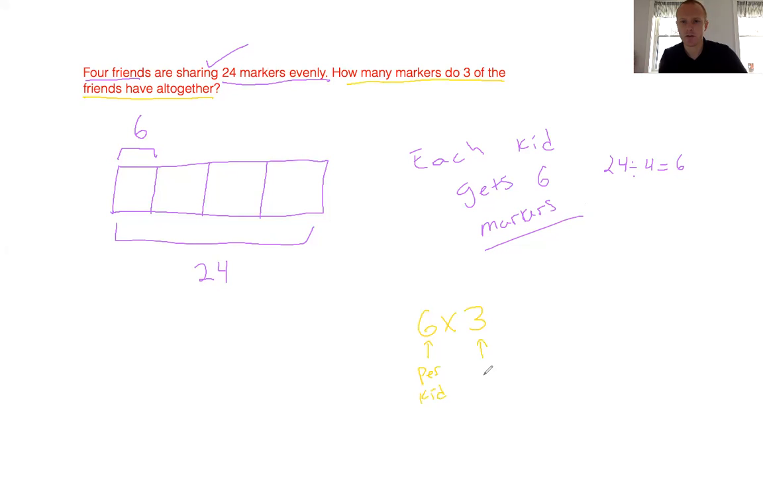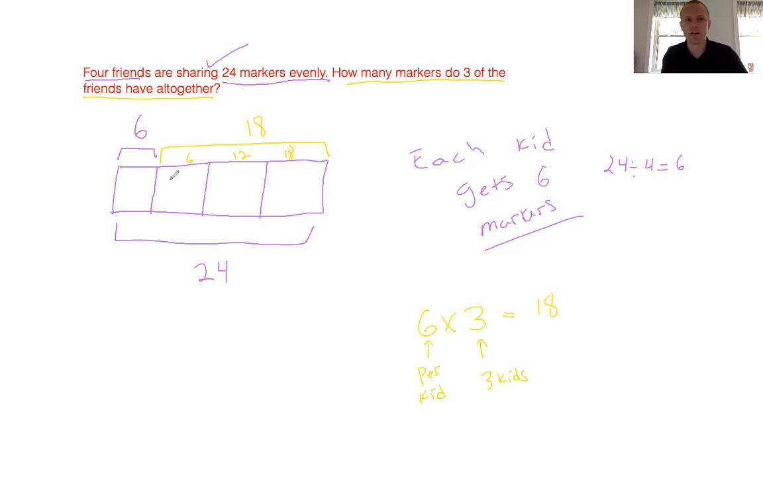6 markers per kid, 3 kids. We want to know the total. On my tape diagram, I could actually draw that in here. I could highlight 3 of these groups together, right? And I could count by 6s. Here you go, 6, 12, 18. The total is 18. 6 times 3 is 18.